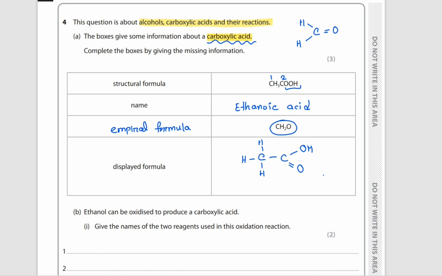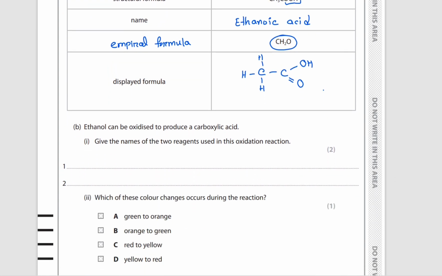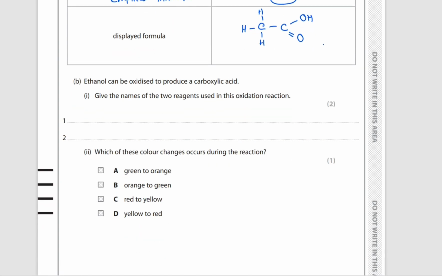I hope it was clear for you all to understand. Moving to next part. Ethanol can be oxidized to form a carboxylic acid. Give the name of the two reagents used in this reaction. So this is a reaction where all types of alcohols can be converted into carboxylic acids. The reagents for this are potassium dichromate(VI) and dilute sulfuric acid.